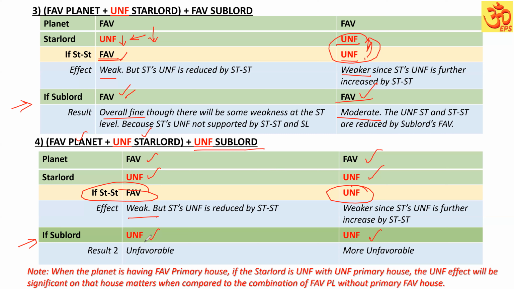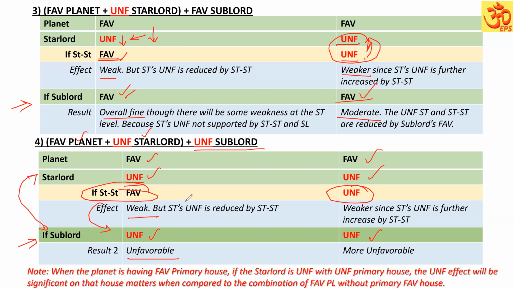But when the sublord is also unfavorable, like the star lord and the star lord's sublord, if both are unfavorable, it automatically becomes unfavorable. Now, if the star lord of the star lord is favorable only, it will reduce the impact of the unfavorable. But that is not being further supported by the sublord. So the unfavorable is going to be unfavorable. It is not going to be more unfavorable.